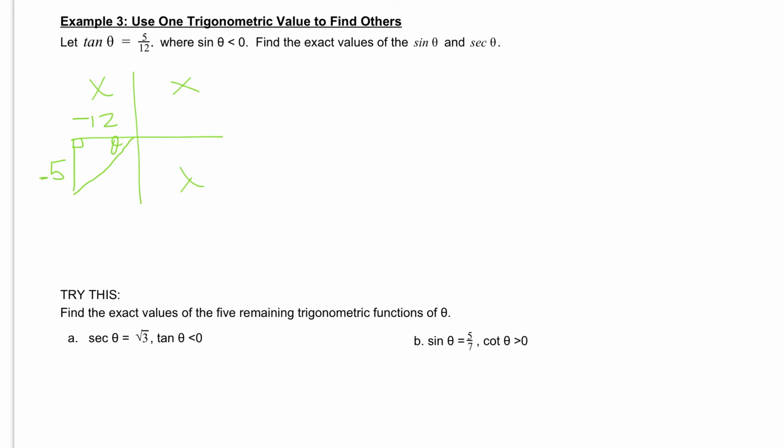So we have to add those negatives for when we find our other trig functions. Then we have to find our third side. We can do that by using the Pythagorean theorem. So we would have negative 5 squared, make sure that negative is in parentheses, plus negative 12 squared. Again, those negatives need to be in parentheses before you square them. Negative 5 squared is 25. Negative 12 squared is positive 144.